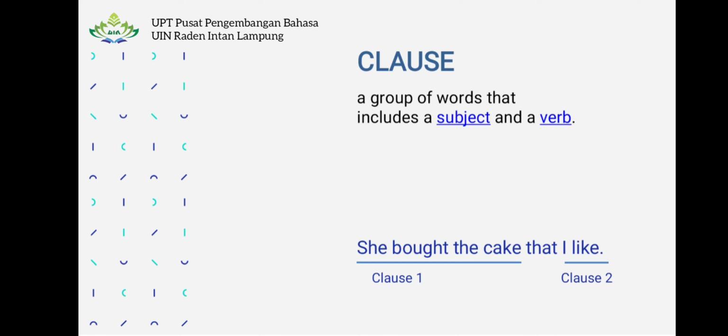One thing that we should know when we find two clauses in a sentence, it has to have a connector. So the connector is a word used to connect both of the clauses. Dalam kalimat ini, kata penghubung yang digunakan untuk menghubungkan klausa pertama dan kedua adalah that.